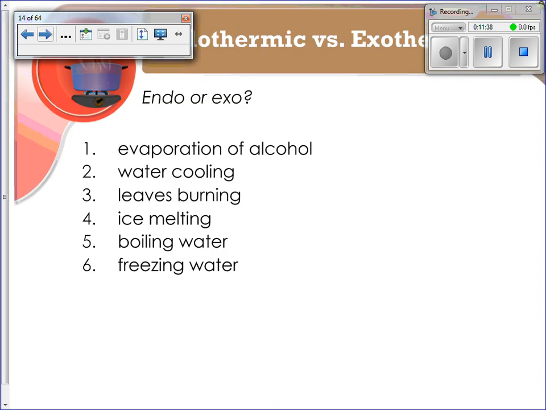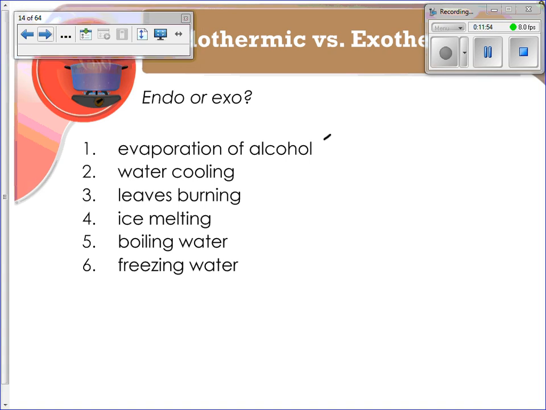So looking at these here, go ahead and pause your video and see if you can, based on your knowledge, tell if these are endo or exothermic. So go ahead and pause it. All right, so let's look at these. Hopefully you jotted down some answers.